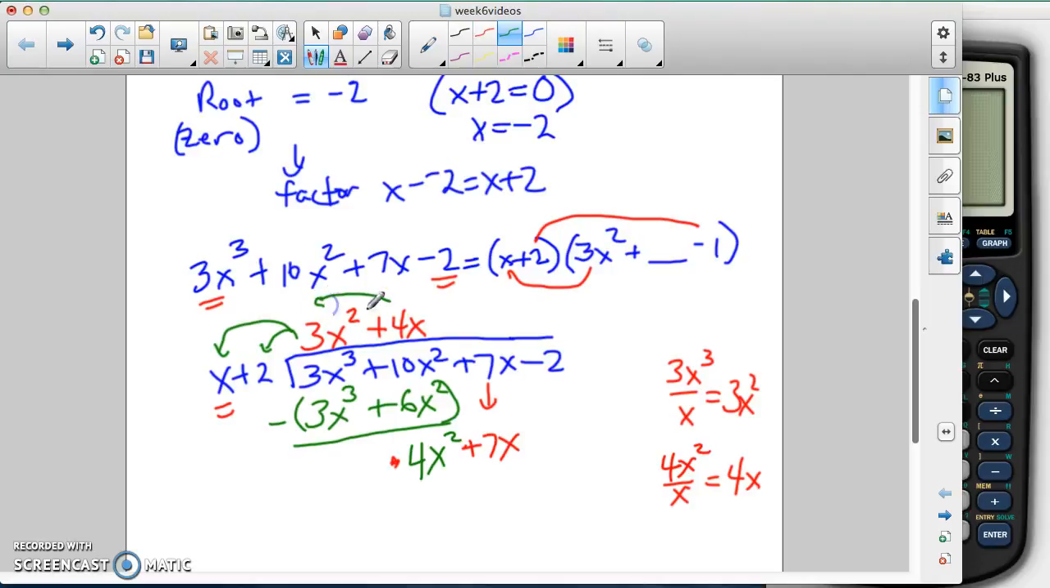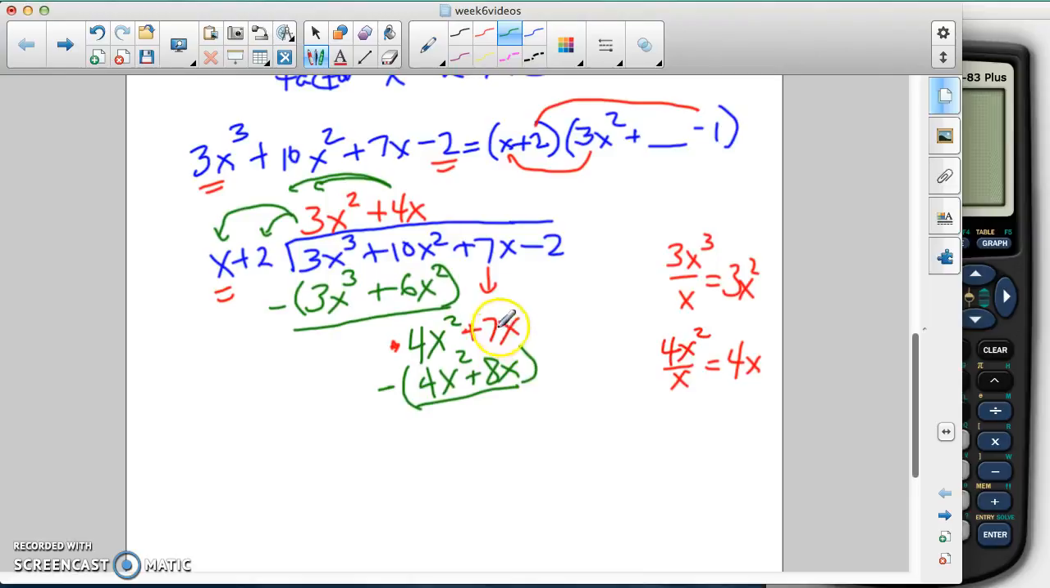We distribute the 4x again. 4x times x is 4x squared, and 4x times 2 is positive 8x. We subtract, as we did before in long division. We're going to get 7 minus 8, so that's going to be negative 1x, and we bring down the last term, negative 2. So if we look at how negative 1x divides by x, we get negative 1. So that's our final term in our quotient. And we multiply, we get negative 1x minus 2.